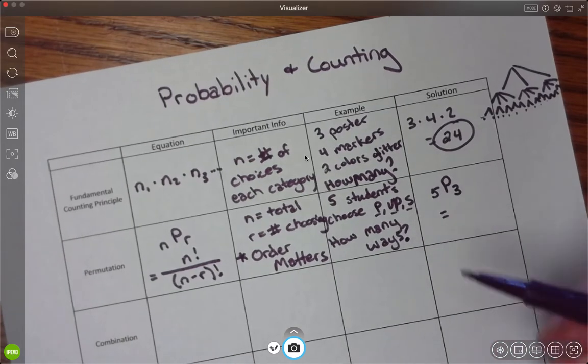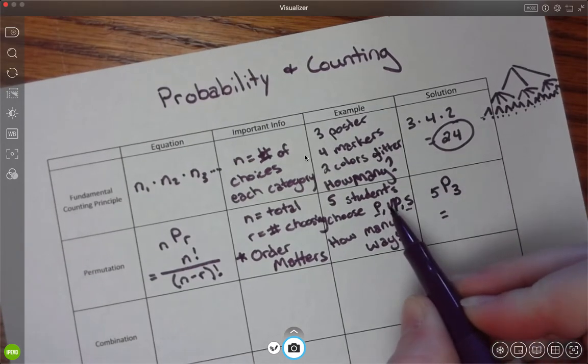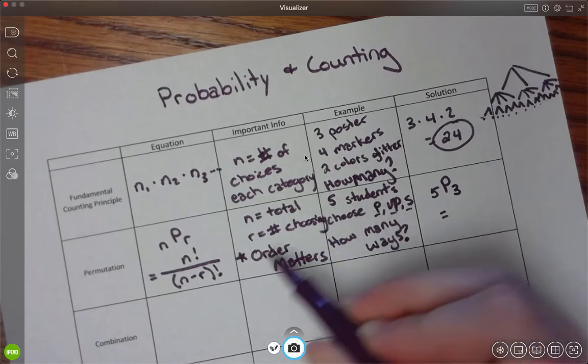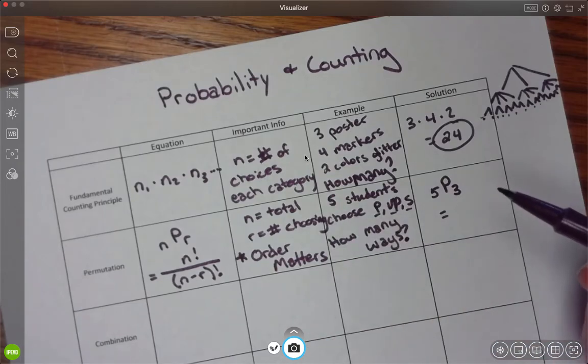Okay, so I always think of permutation and president. President and permutation both start with P. Order matters. That's how I know to do permutation.